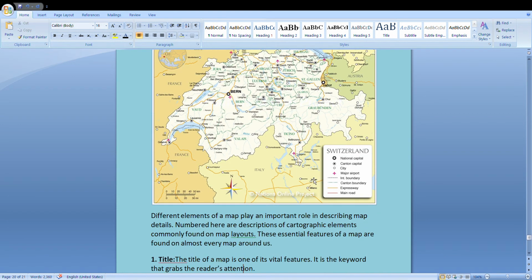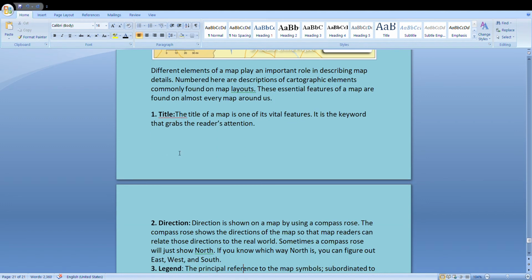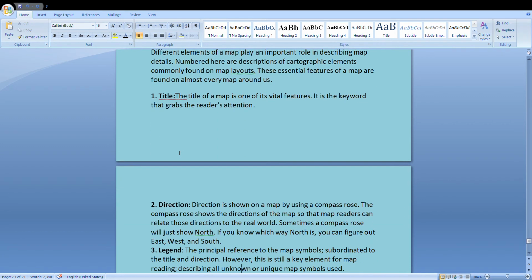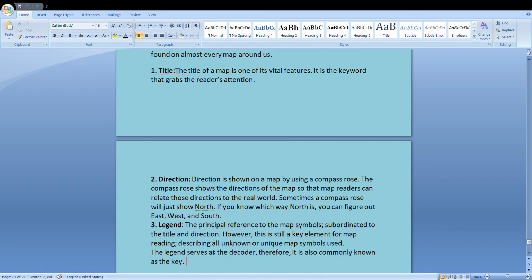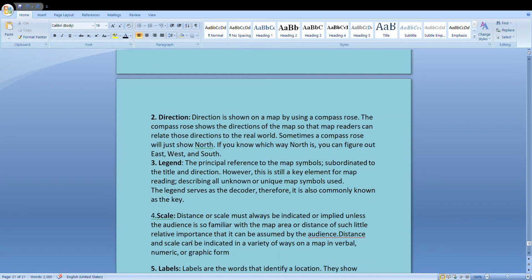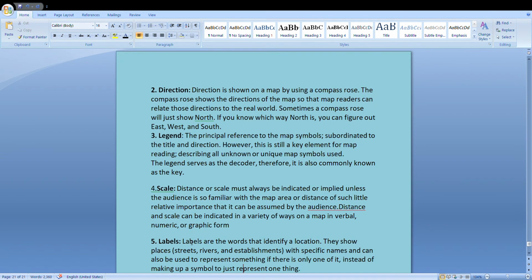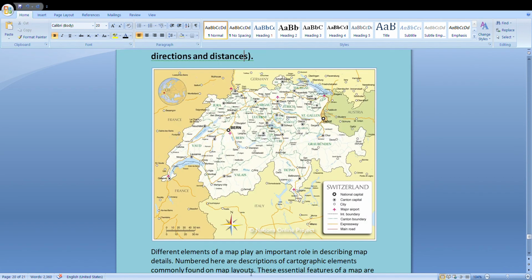So here are the essentials of map reading that I've just explained to you. A map always needs a title so that you can understand which place you're talking about. It should have directions so that you know where is which direction. Legend tells us about the symbols. Legend is also known as the key of the map. Scale tells us about the distances that we have just studied. And labels are the names which are not given in the legend but are given here.